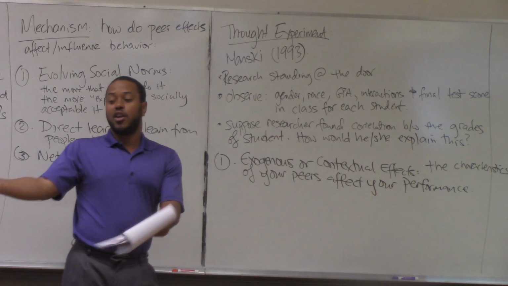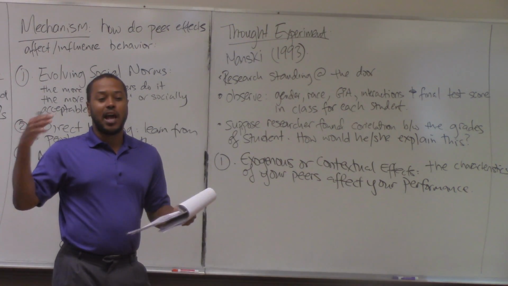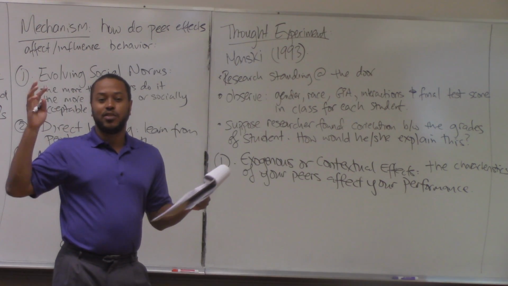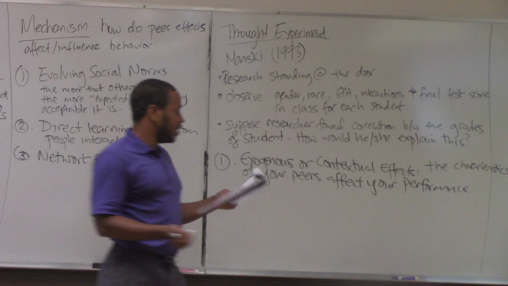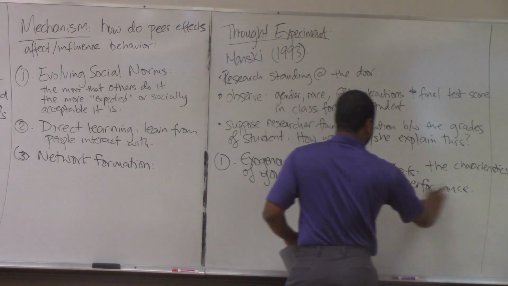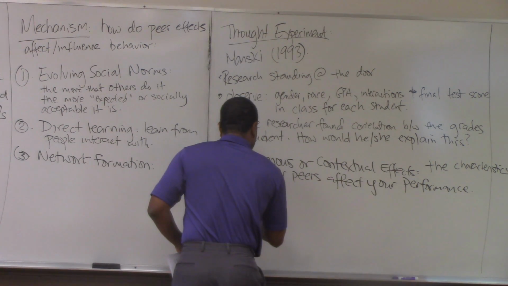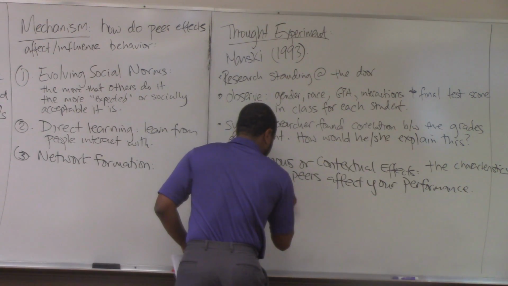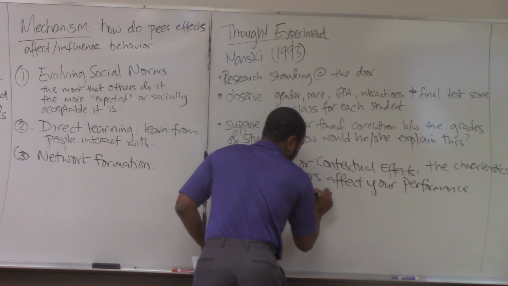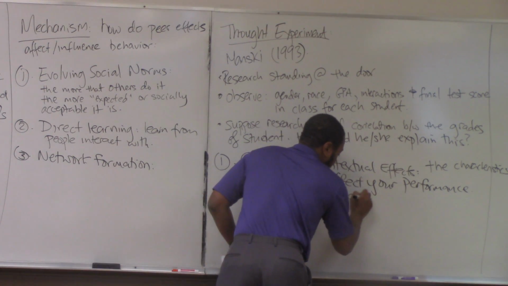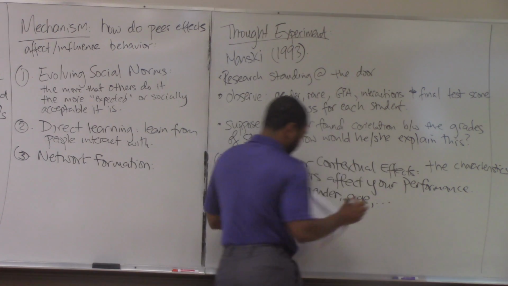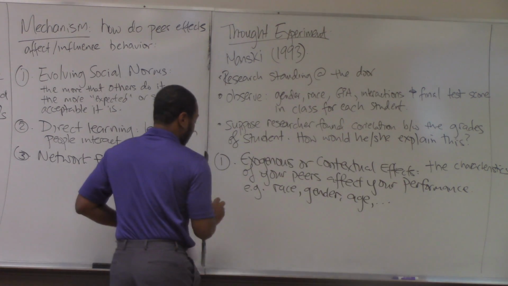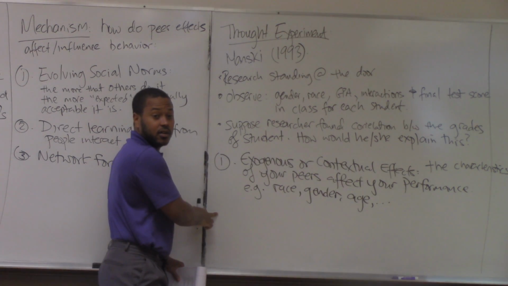It's just the fact that they are graduate students, or maybe even if they don't say anything at all in class, you just think, oh, they're grad students in class, I need to dress more smartly, right? So the characteristics of your peers affect their performance, e.g. race, gender, age, etc. Can you all see my writing right here?